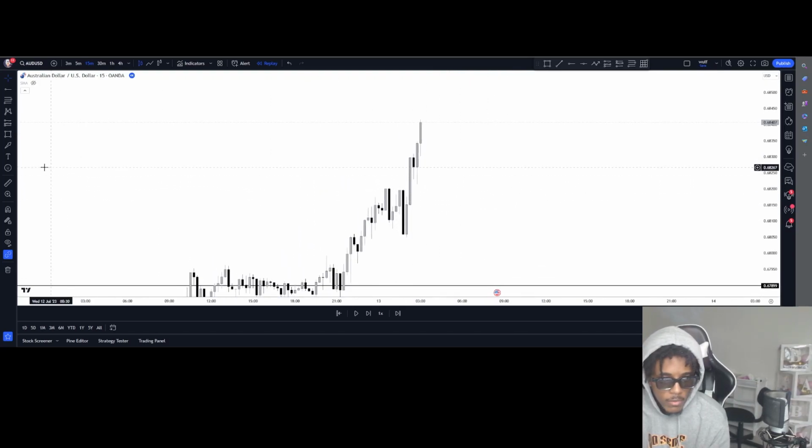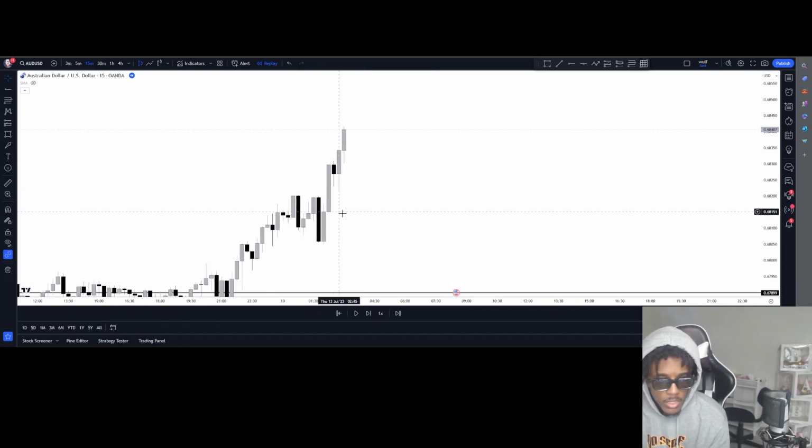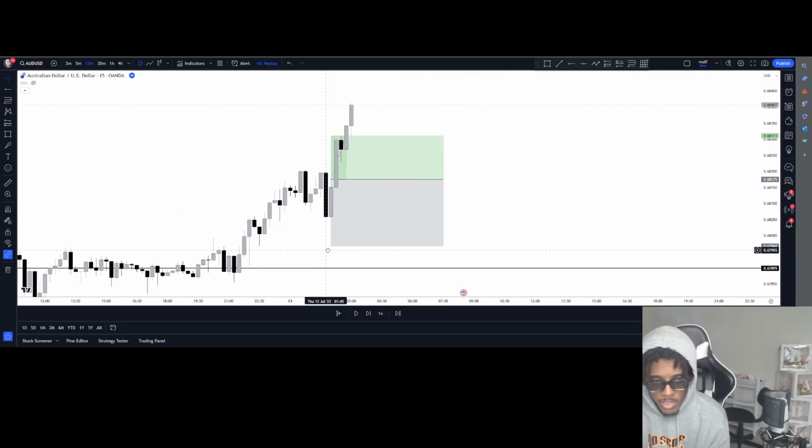You could have got in for a buy here at the break of this structure here, right? Clearly we had resistance. I'll draw the box. Clearly we had resistance here. Price came down and then price went back up, right? The aggressive way to go about it would be to enter on the break of this candle and then set your stop loss. I personally would set my stop loss about right here.